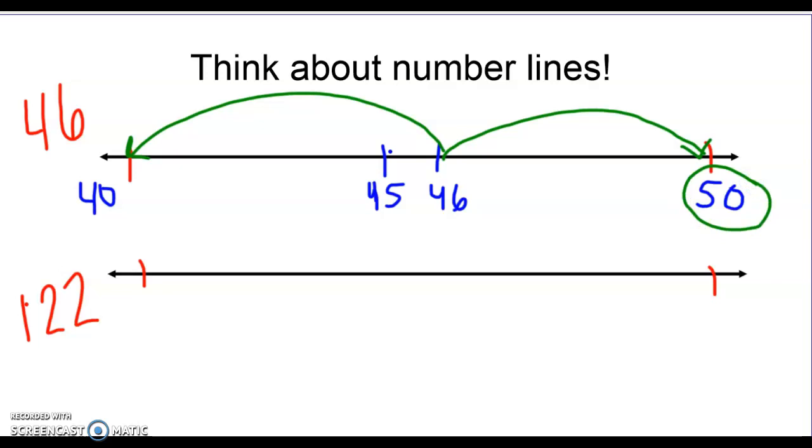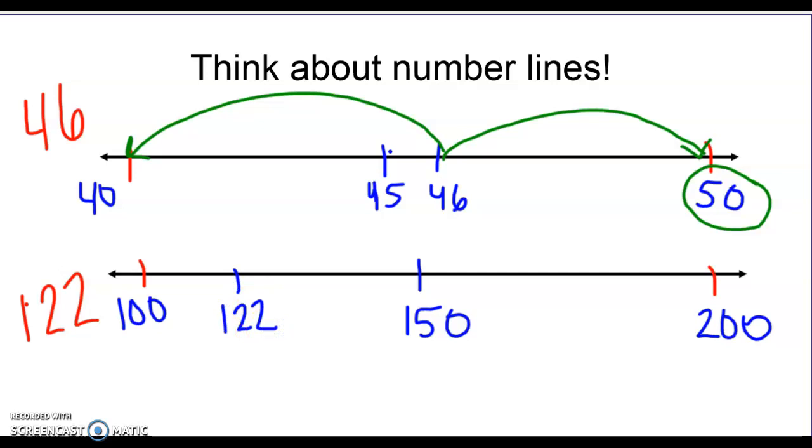Same thing with the number 122. If we're thinking about where that number falls on the number line, we should be thinking about what two groups of 10 or 100 this number is between. And in this case, we're going to do the nearest hundreds. Well, 122 falls between 100 and 200. And again, if 150 is that center number, 122 is going to fall somewhere around here. So that means that 122 is closer to 100 rather than 200.